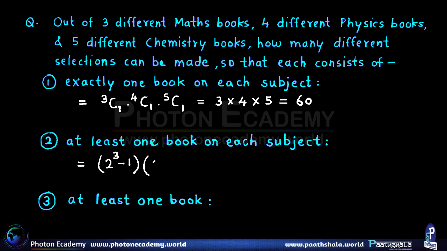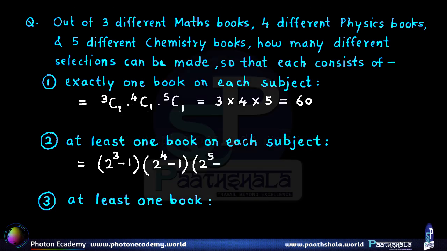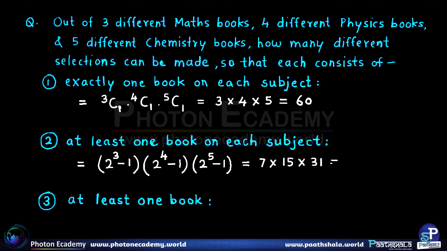So similarly for physics also we have 2 raised to 4 minus 1 ways, and for chemistry we have 2 raised to 5 minus 1 ways. So therefore if we simplify this, we get 7 into 15 into 31, which turns out to be 3255.